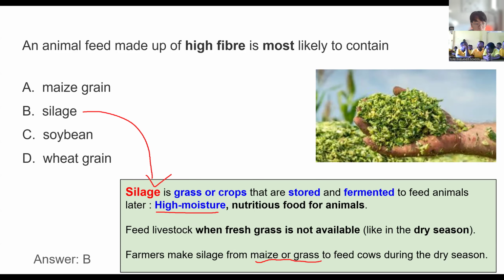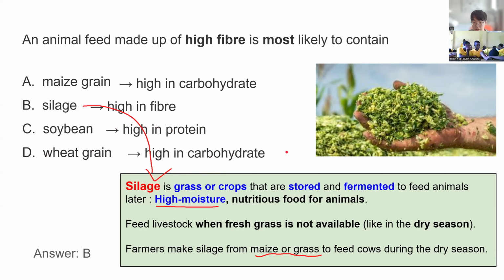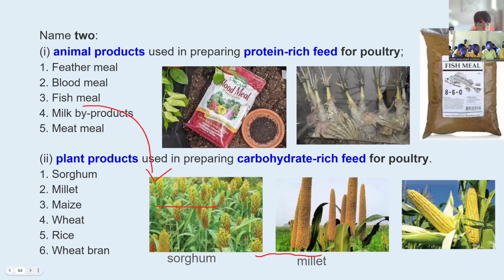But other plants like maize grains are high in carbohydrate. They're not as high in fiber as silage is. Silage is high in fiber. Soybeans are especially high in proteins, and wheat grains are especially high in carbohydrates as well. So the best answer here would be B, silage, just high in fiber. Remember? Okay.